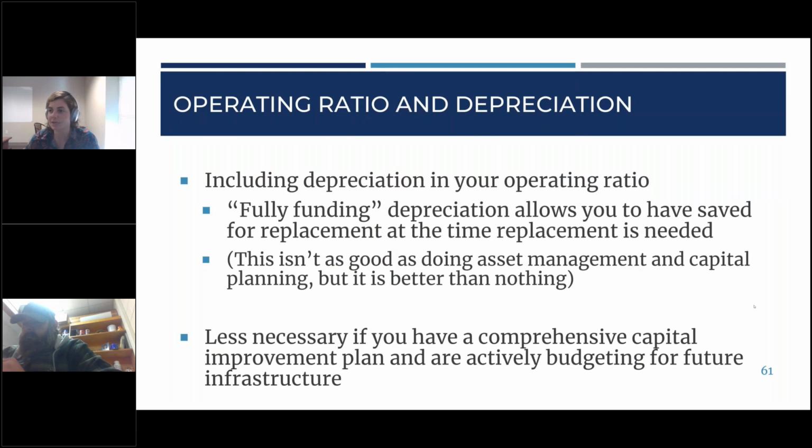So we usually say that it's a great starting point. For utilities that have the opportunity to do asset management, to produce an asset management plan or do some sort of capital planning, that is typically a more holistic approach. But there's a lot more work involved with putting that information together. So we typically say, fully funding depreciation is a great starting point for utilities. And again, that's why we calculate it whenever we do these kinds of financial benchmarks for utilities.